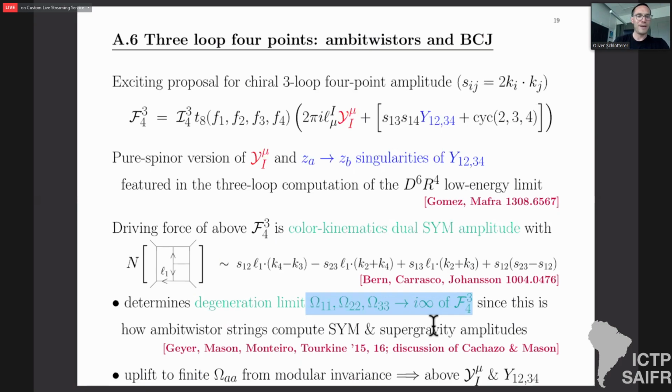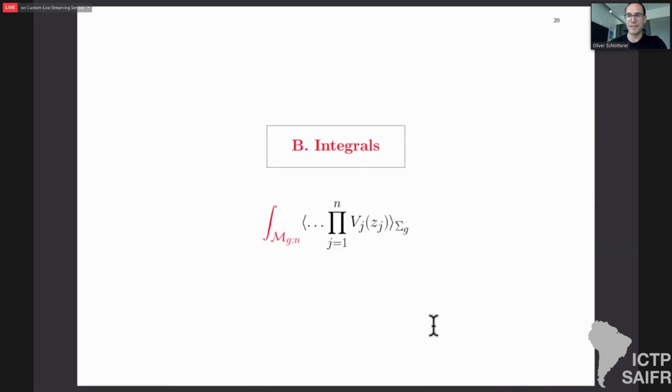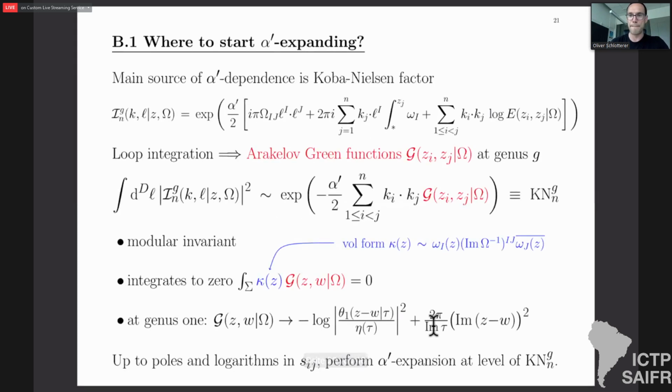So this brings me to the end of the integrand part of this talk. Now for the rest, I will consider the chiral amplitude to be there and tell you a bit about the leftover job to perform integrals, and specifically order by order in alpha prime. So let's switch gears to the integral side.